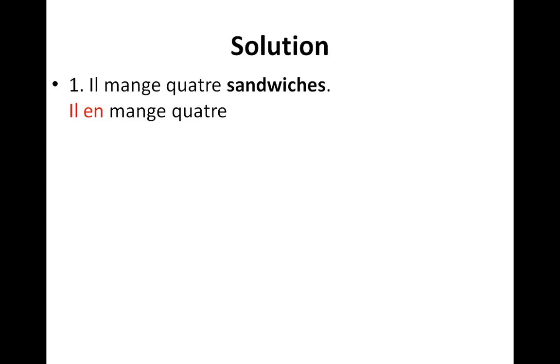Okay, here's your solution right now. First sentence. Il mange 4 sandwiches. Look how it becomes. Il en mange 4. So as you can tell, you always have the subject pronoun first, or the subject. Then you have en, that replaces sandwich. And then you have the verb mange. And then you're specifying how many. 4. But you're replacing sandwiches, right? So, il en mange 4.